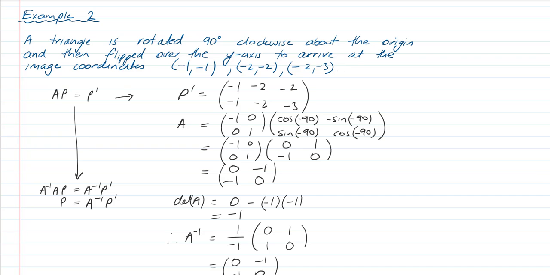You can find the original coordinates of a point or a shape if you know the image coordinate by using the inverse of the transformational matrix.